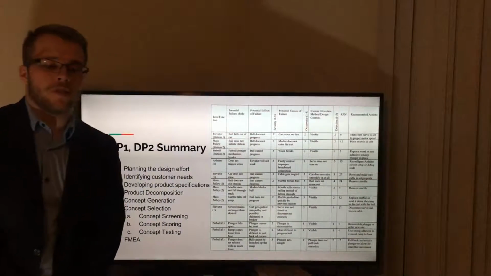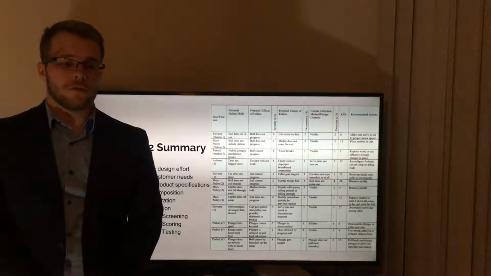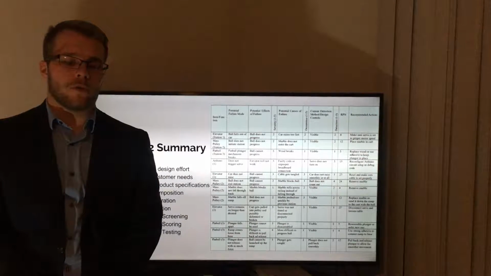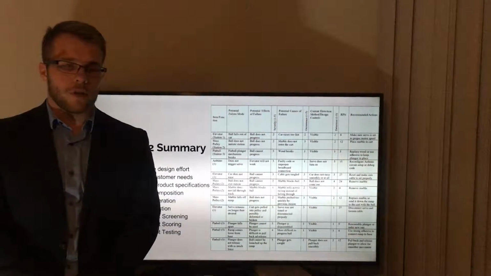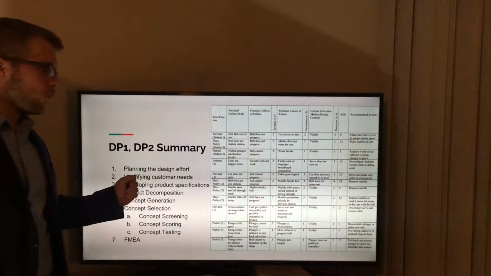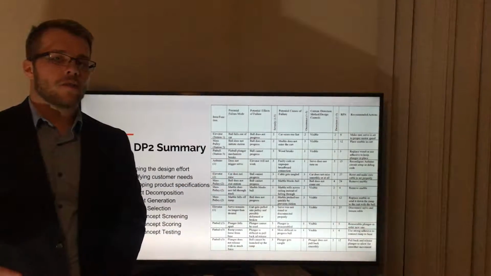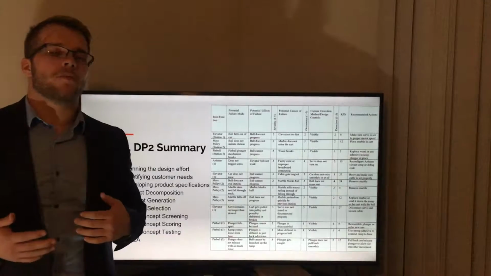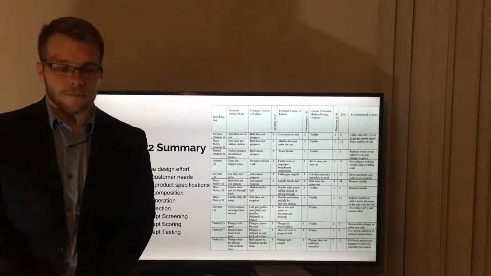So a little bit about DP1 and DP2. These dealt mostly with product planning and generating concepts that provide solutions to our problem of developing the BRG. And as you can see here, we developed a failure modes effects analysis table in which we looked at possible failures for different stations, the causes of these failures, the effects of these failures, and ways we might be able to prevent some of these failures, or at least lessen the severity of these problems.